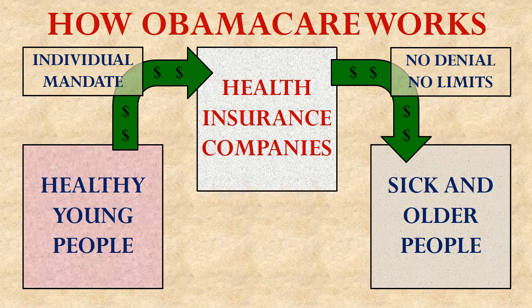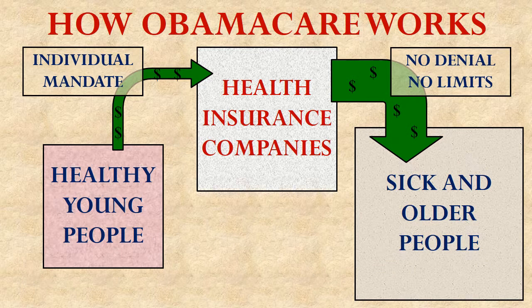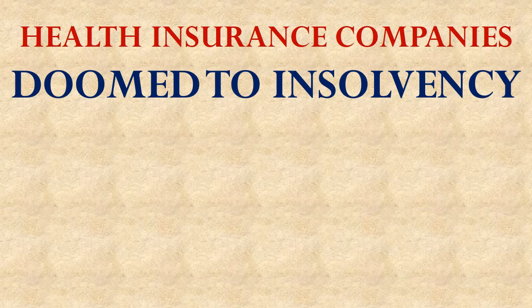So we can diagram this out also to help us picture it in our minds. Here's the diagram we created of how Obamacare works. Young, healthy people paying in through the individual mandate to the insurance companies, then the insurance companies distributing the benefits to the sicker and older people without being able to deny them coverage or limit how much they're going to get paid. But the number of young, healthy people is getting smaller and smaller, and the pool of sicker and older people is getting bigger and bigger. Well, it's kind of obvious what's going to eventually happen here. The health insurance companies are doomed to insolvency.